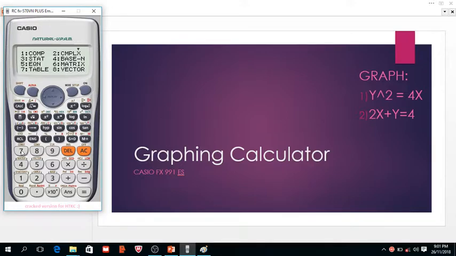So for instance, we have function of x. So function of x that represents the value of y or the variable y. So in our case, we have y squared equal 4x. So to solve the value of y is just the square root of this one. So we need to write it down on the calculator display. So we have square root of 4x.